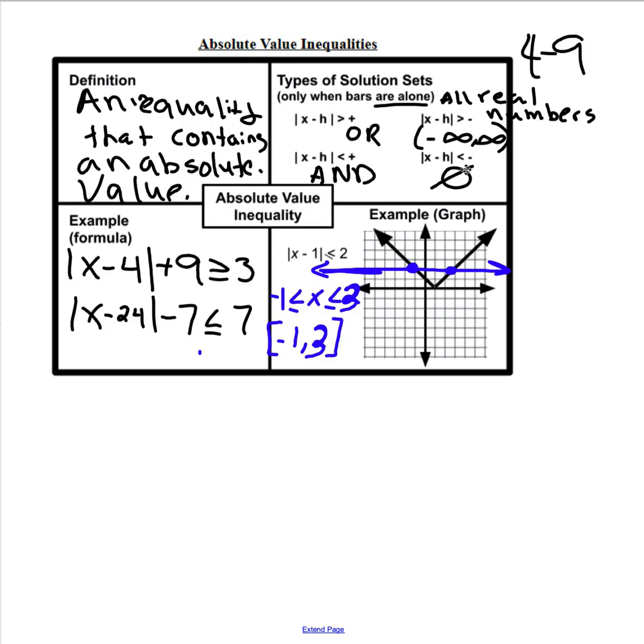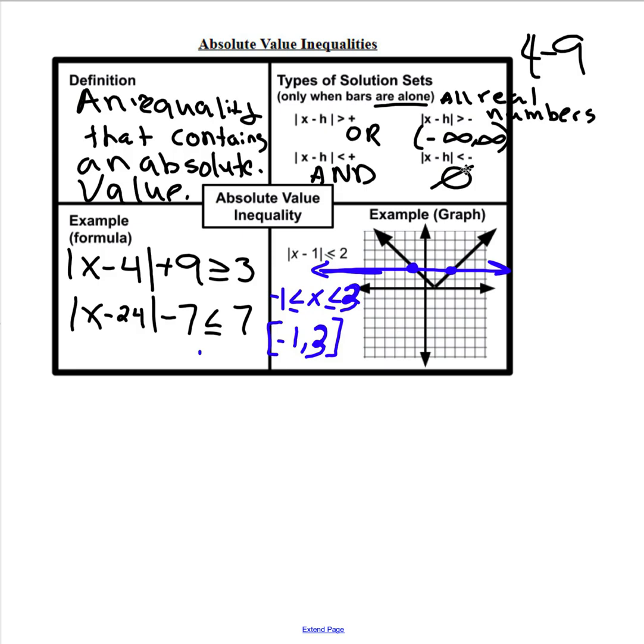Another thing we talked about in class, remember how with an equation, if we're equal to a negative number, it's always no solution. Again, assuming the bars are alone. This is not necessarily true with an inequality. So again, we have to remember that an absolute value represents distance, and distance can only be 0 if the two numbers are in the same exact place. They're no units away from each other. Or if we have a situation where we have a positive, right? You can either be a positive or 0.